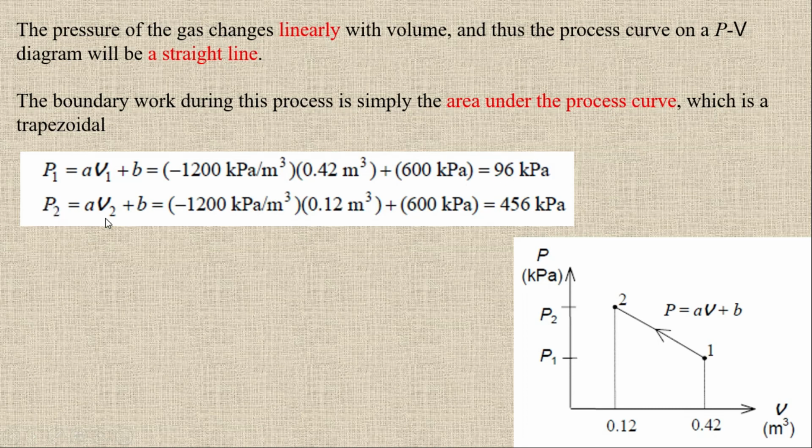For P2 we have A V2 plus B. Again I'm putting the same values, only V1 is changed to V2, and this is the value of B. So you will get the value of P2. So we have P1 and P2. I know what P1 is, I know what P2 is, so I know the limits here, I know V1 and V2.